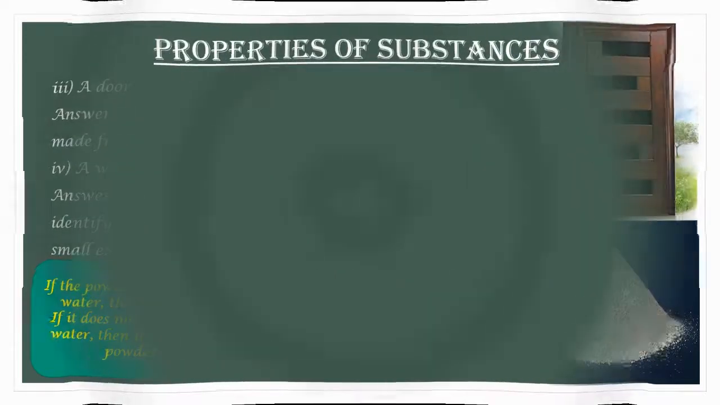Now students, to answer the previous questions, we consider their properties, for example, their transparency, their hardness, weight, color, the sound produced from it, solubility, etc. Substances can be identified by studying their properties. They can be put to use according to their properties. So now let's study the properties of substances in greater detail.